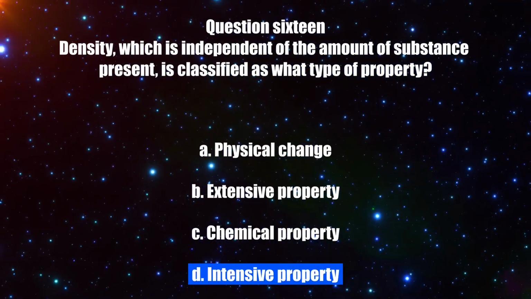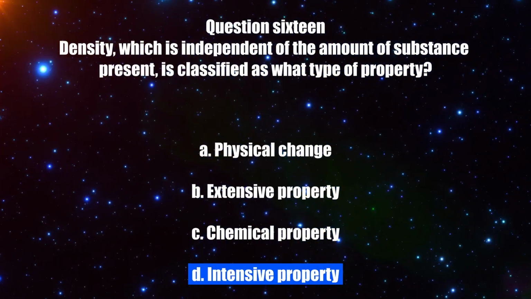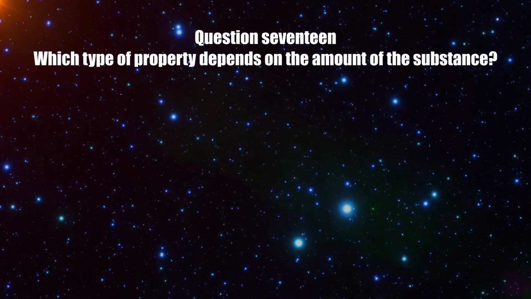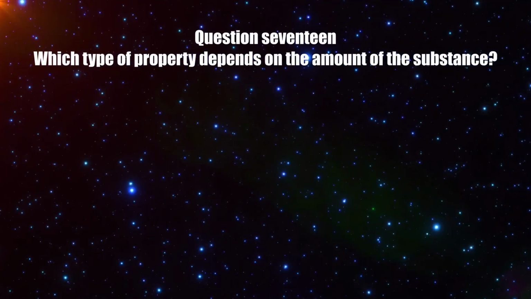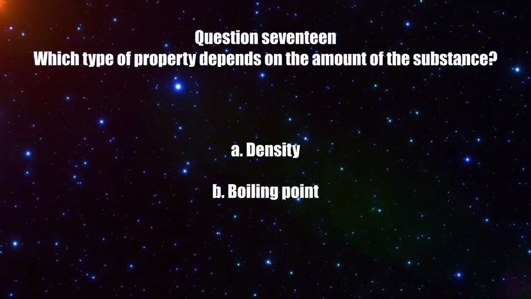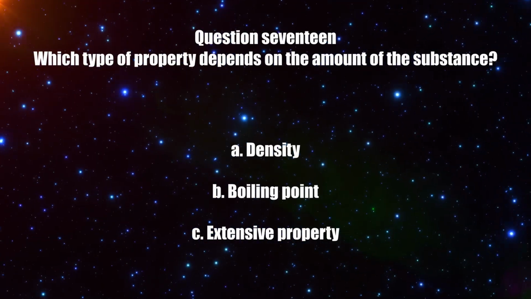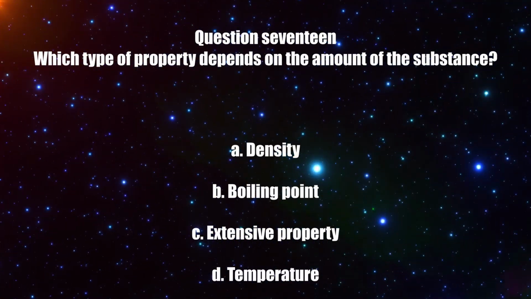The correct answer is D. Intensive property. Question 17. Which type of property depends on the amount of the substance? A. Density. B. Boiling point. C. Extensive property. D. Temperature.